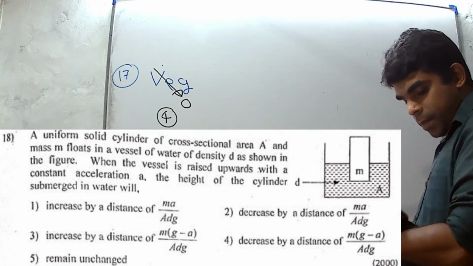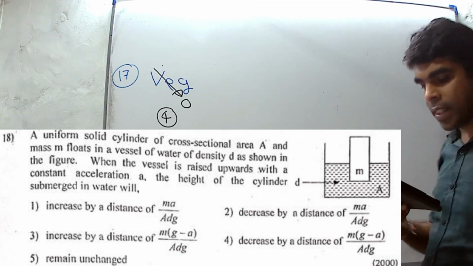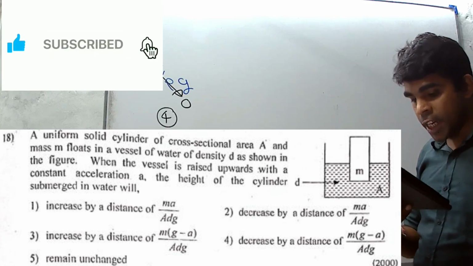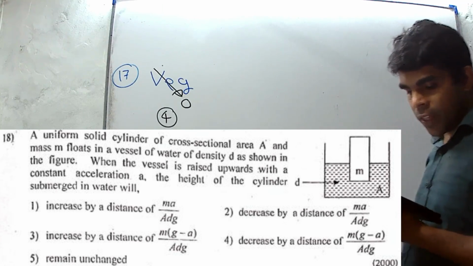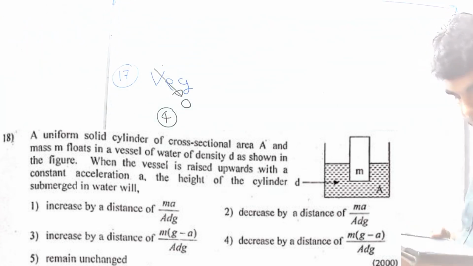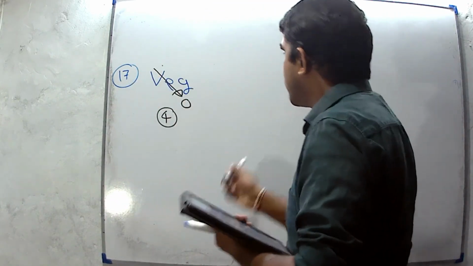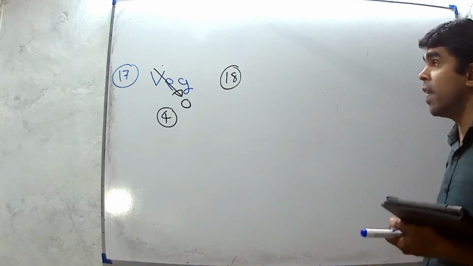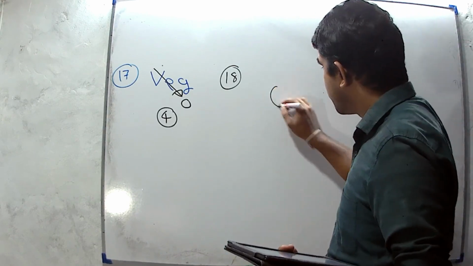Question number 18. A uniform solid cylinder of cross-sectional area A and mass m floats in a vessel of water of density D, as shown in the figure. When the vessel is raised upward with a constant acceleration a, the height of the cylinder submerged in water will. Now we can use the same method. I will explain how the resultant gravitational acceleration is changing by using this object.